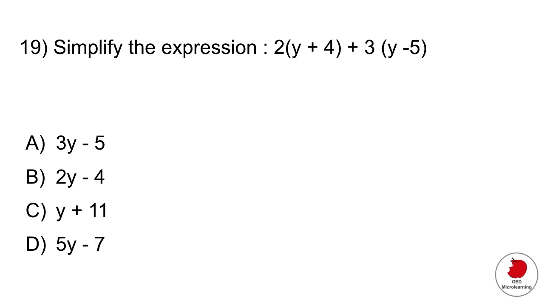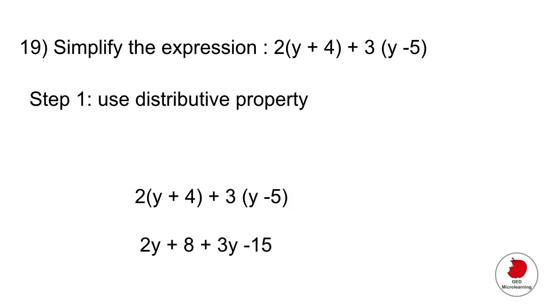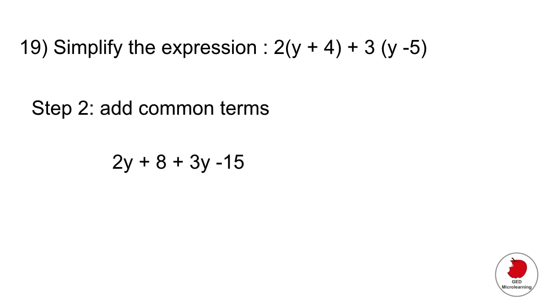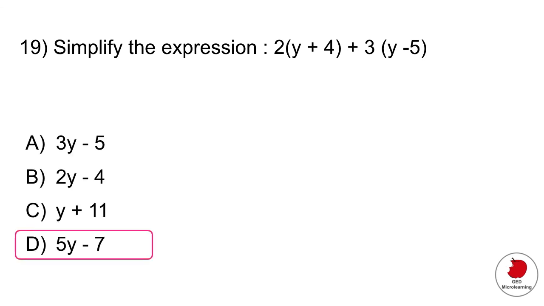Okay, so same sort of problem, except it's a little bit longer. So once again, you would use the distributive property. In this case, you have to do it for both kind of numbers like that. So you would end up with the expression that you see there at the bottom. And now you're going to add the common terms, so the whole numbers on one side and all the numbers that have a y with them. That would give you 5y minus 7, which is option D.